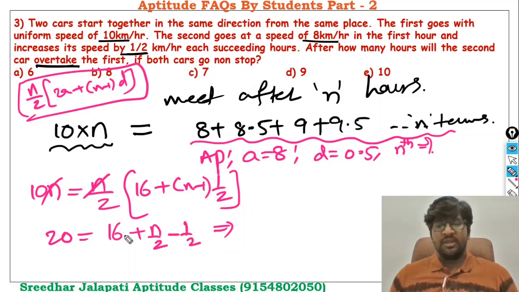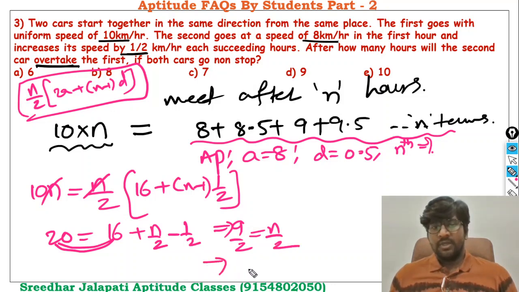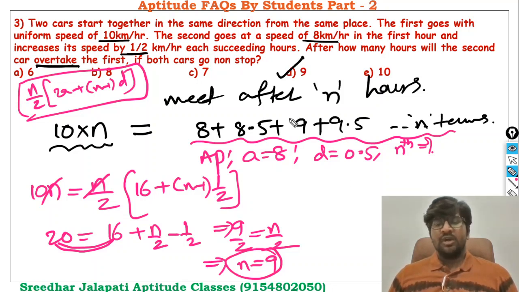If I bring that to the right hand side, 20 minus 16 is 4. And if I send this half to the right hand side, 4 plus half is 9/2. So 9/2 is equal to n/2. That implies n is equal to 9. That means after 9 hours, the two cars meet each other, or in other words, after 9 hours, the second car overtakes the first.